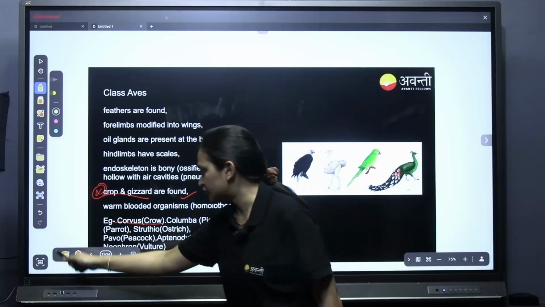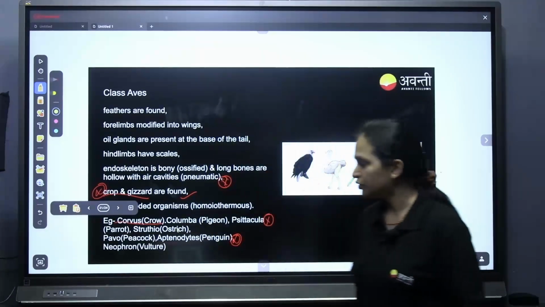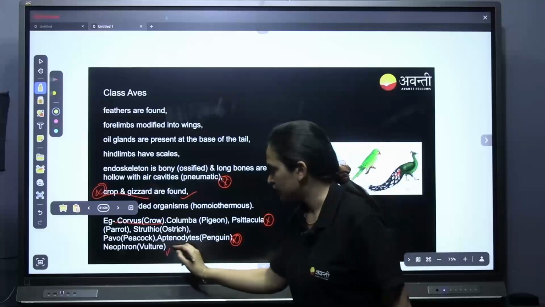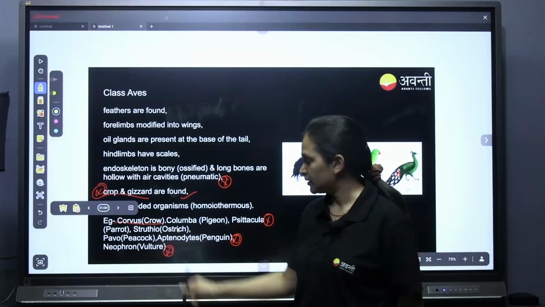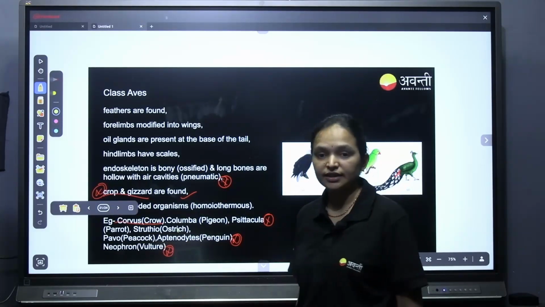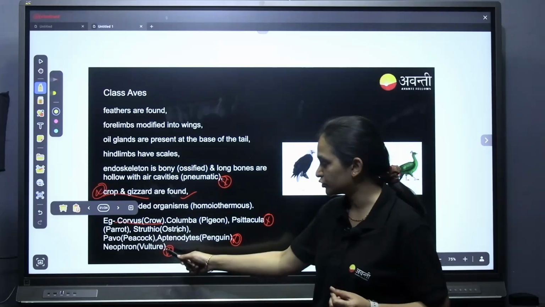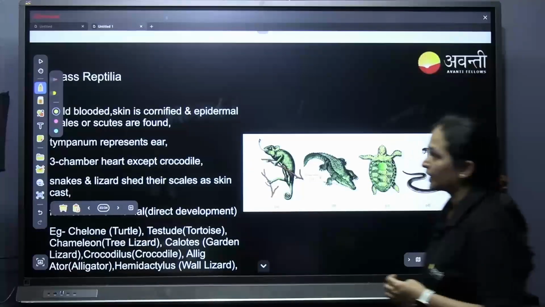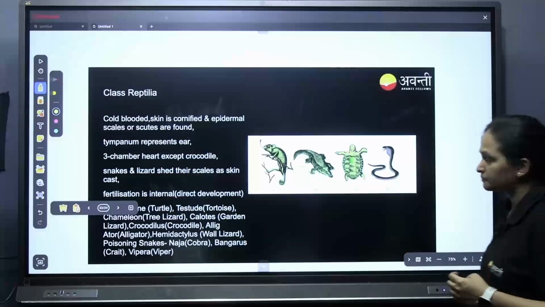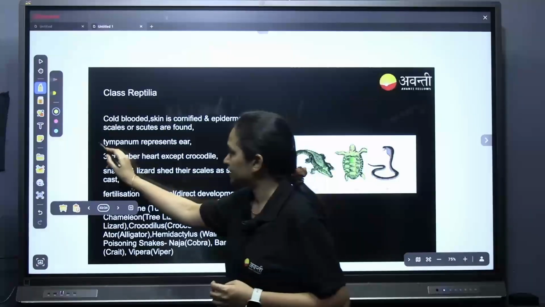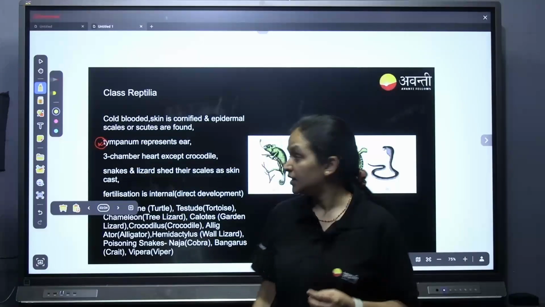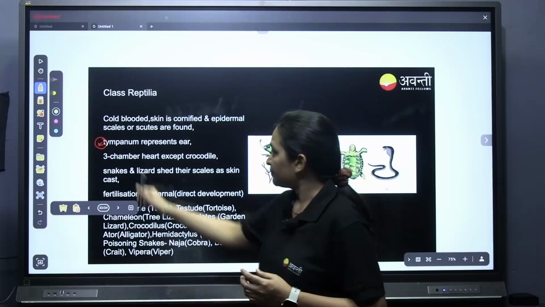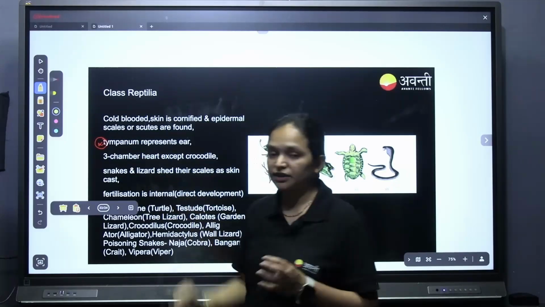And this one, vulture, Neophron is a vulture. This is also a previous year question. One of the examples of class Aves, this has also been a previous year question, that is Neophron as a vulture. Now class Reptilia, this is important, that is tympanum. Tympanum in class Reptilia is also present.